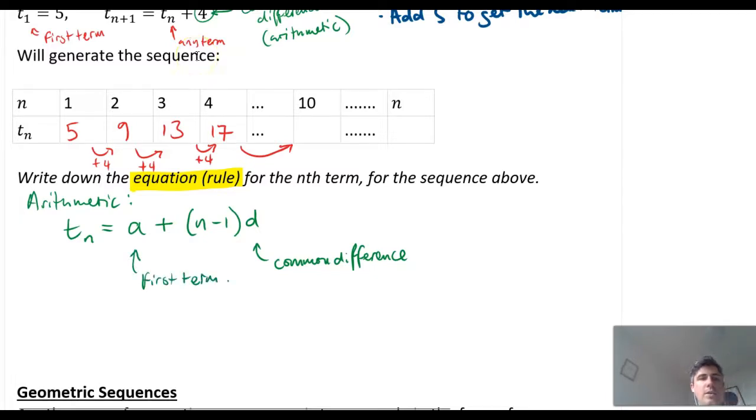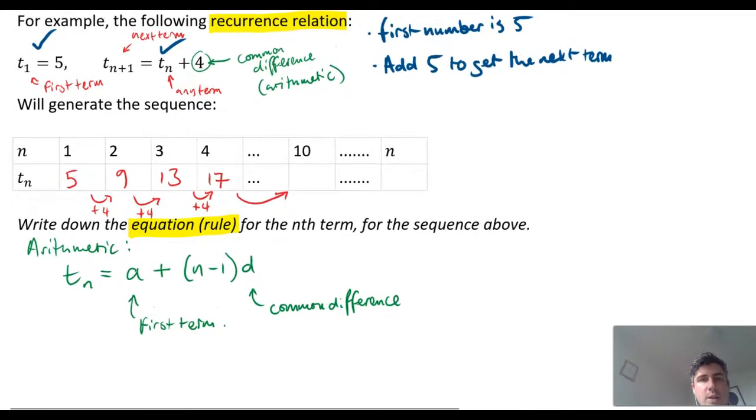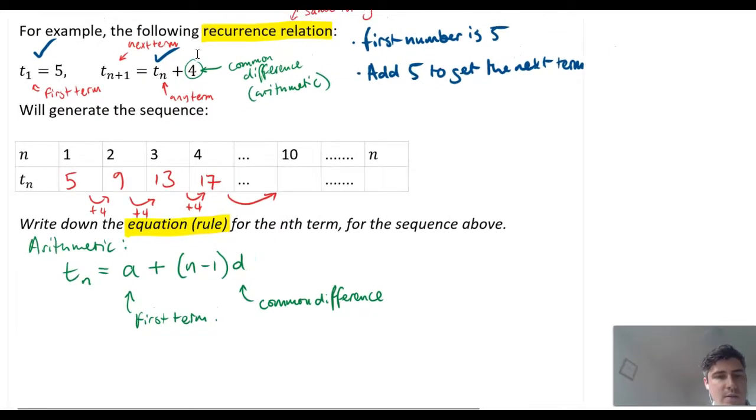So what I'm going to do now is sub in the values from the recurrence relation above. So Tn is going to be equal to 5 plus n minus 1 times by 4. And I'm then going to expand the brackets, expanding the brackets by multiplication.